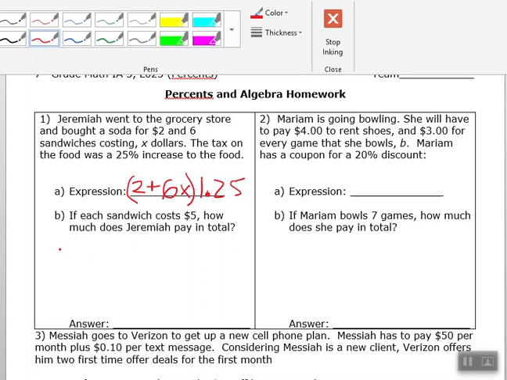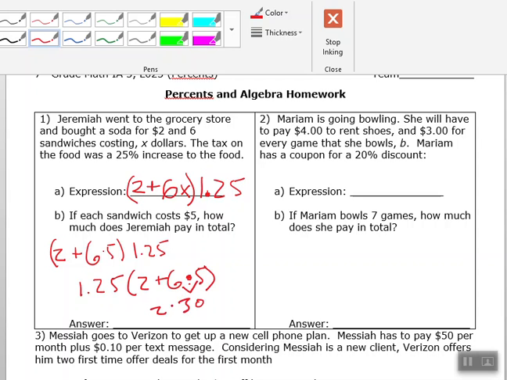Okay, so I'm going to go 2 plus 6 times 5. We can solve that first, times 1.25. It doesn't matter if I do the 1.25 here or on the other side because of the commutative property. 6 times 5 is going to give me 30 plus 2. All right, so I have this $32 base cost. I'm going to multiply that by 1.25.